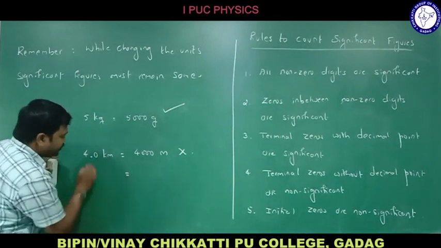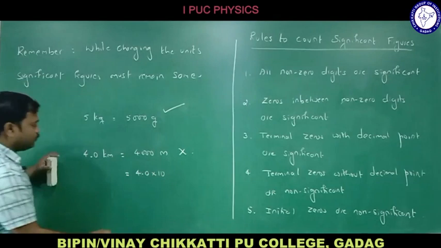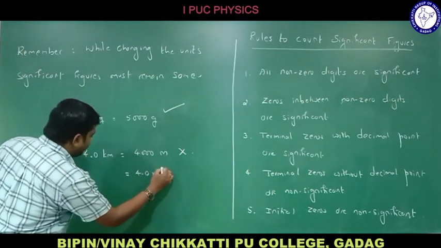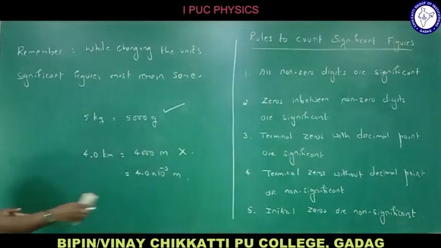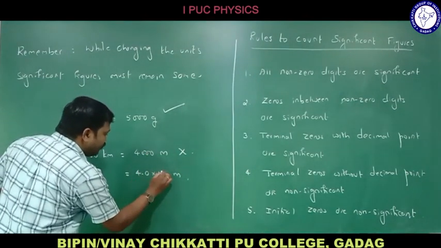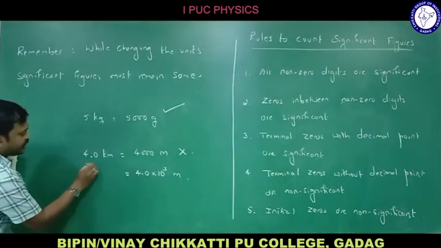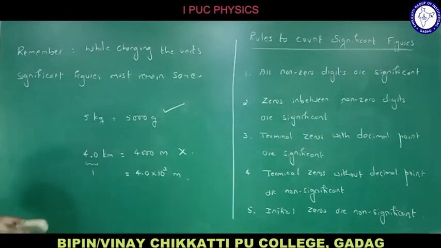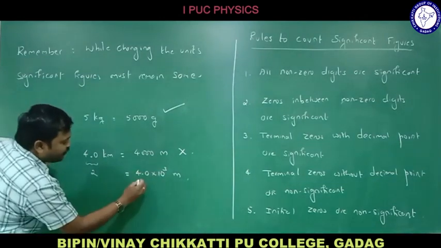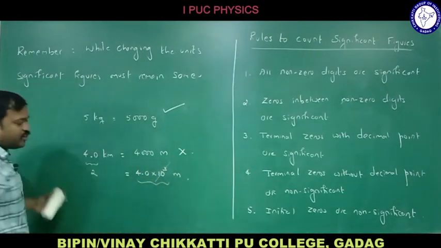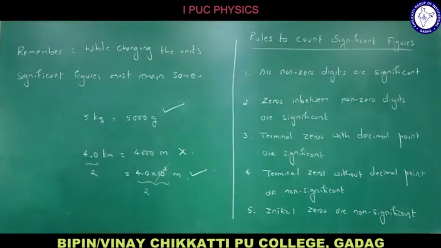Shall I write like this? This can be written as 4.0 into 10 raised to, what shall I write, minus 3? Meter here. Sorry, it is plus 3. So 4.0 into 10 raised to plus 3 meter. Let us check it out. How many significant figures are there here? 2, because there is a decimal point here. How many significant figures are there in the order? It does not have any significant figure. So there are 2, which means this conversion is correct.